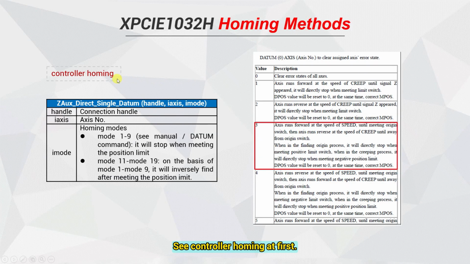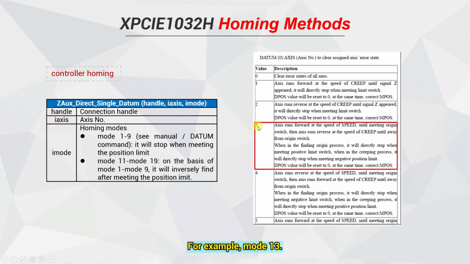See controller homing first. It uses this C# command. Please enter correct parameters. The most important one is mode. More than 10 modes can be selected. You can check the RT basic datum command for reference.